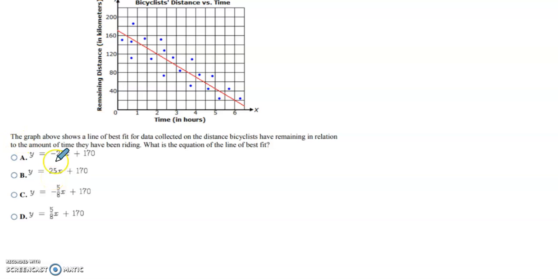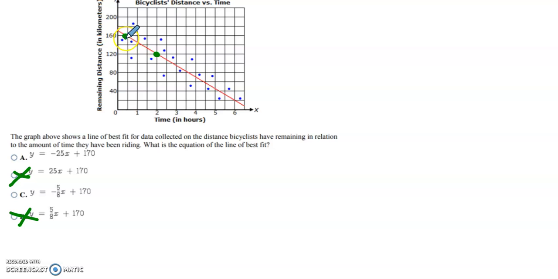So the first thing I would do is get rid of the positive slopes. So we know it's not B because that's a positive slope. We know it's not D because that's a positive slope. Then I want to estimate what my slope is going to be. So I'm just going to randomly pick 2 points that look like they hit on the grid marks here, and I'm going to estimate what my slope should be. It's not going to be perfect, but we'll be close.